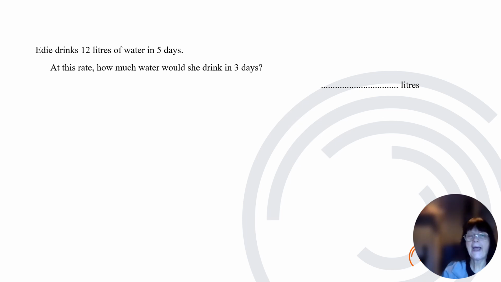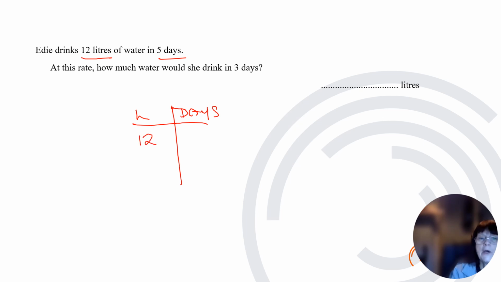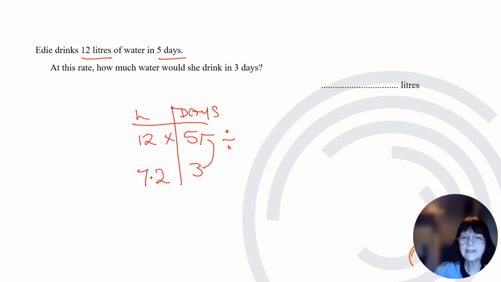Right, welcome back. So we know litres of water and days. So I am just going to call that litres and days. And what I know is 12 litres in 5 days. I want to know how much water Eddie will drink in 3 days. So I divide by the number above and I multiply across. And you should get 7.2 litres. If you got the right answer, you are doing magnificently. Well done.